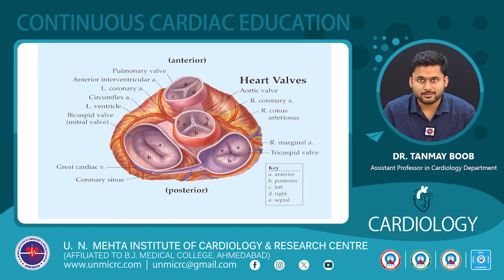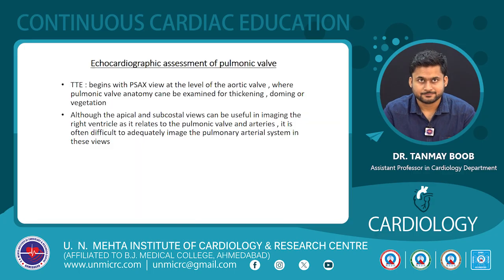As shown here, the pulmonary valve is the most anterior valve and it has three cusps named the anterior, right and left leaflet. For echocardiographic assessment of the pulmonary valve, transthoracic echo first begins with the modified short axis view at the level of the aortic valve, where pulmonary valve anatomy can be examined for thickening, doming or any vegetation.